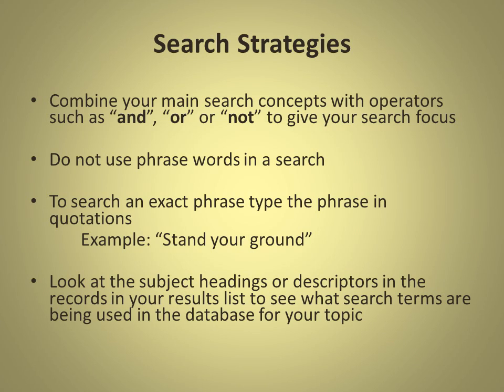When you do a keyword search, combine your main search terms with and, or, not to give your search focus. Do not use phrase words in a search. If you need to search for an exact phrase, type the phrase within quotations. Look at the subject headings in your results list to see what search terms are being used if you're unsure what the exact search term for your topic is.